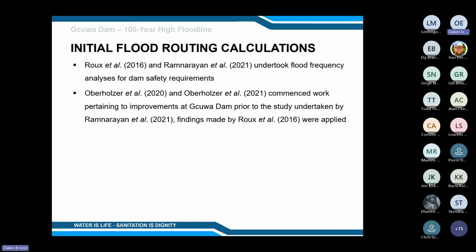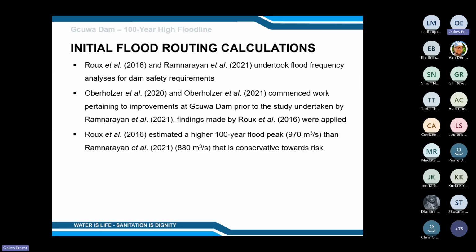What happened thereafter was Oberholzer et al. in 2020 and in 2021 undertook very important work pertaining to the improvements of the dam. The side issue, I should rather say, was that the work of Oberholzer actually took place before the finalization of the report that was undertaken by Ramnaran et al. in 2021. And as a result, the findings by Roux et al. were implemented. But the advantage of the way things played out was that the study by Ramnaran et al., which took place a bit more recently, showed that the flood peaks that were estimated by Roux et al. were actually adequate for the purposes of this particular study, and may even account for some uncertainty due to the fact that the peaks are slightly higher.